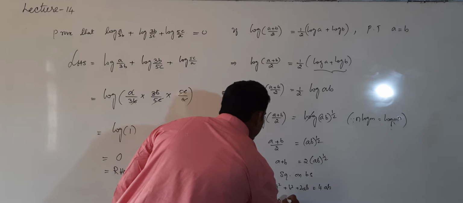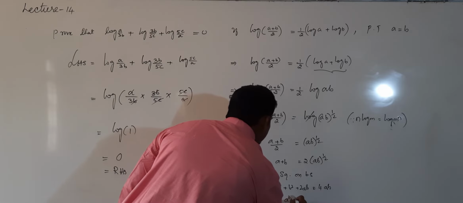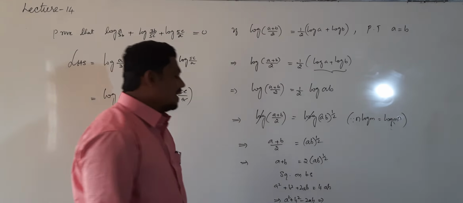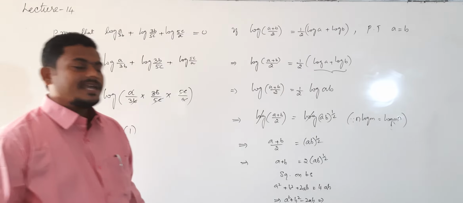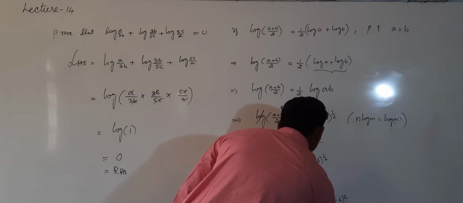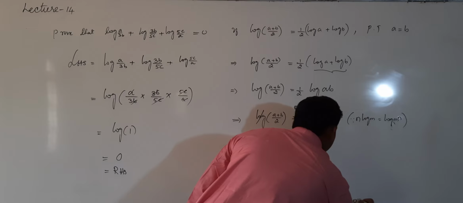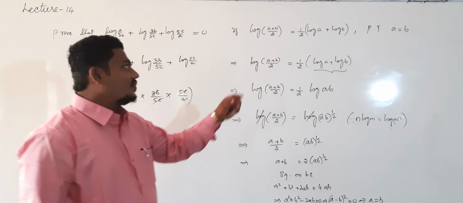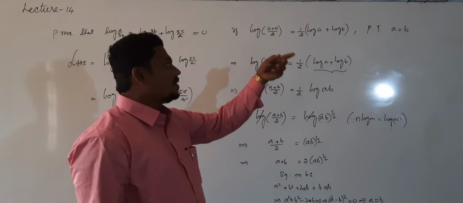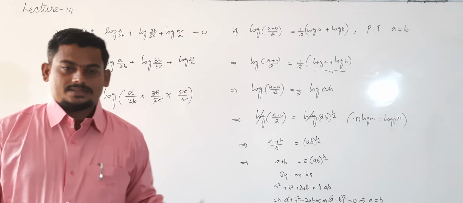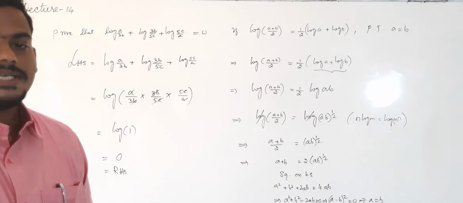After that, rearrangement: a square plus b square minus 2ab. It is the expansion of (a minus b) whole square equal to 0, which implies a equal to b. This is our required result. If log of (a plus b) divided by 2 is equal to 1 by 2 times (log a plus log b), then clearly a equal to b, just by using logarithmic properties.